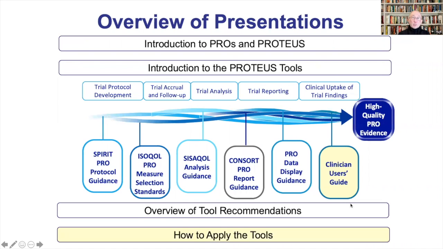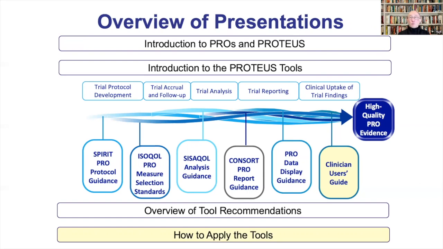This is one of a series of presentations about Proteus and the tools and resources available to optimize the use of PROs in clinical trials. There is an introduction to PROs and the consortium. A second presentation introduces the 6 core Proteus tools shown here and their role in guiding the design, conduct, analysis, reporting, and application of PRO clinical data.